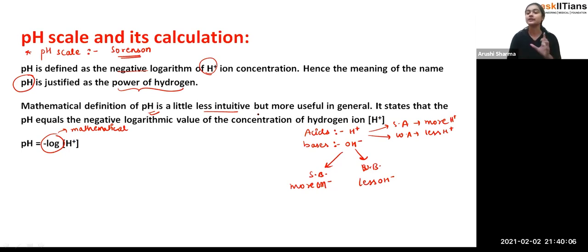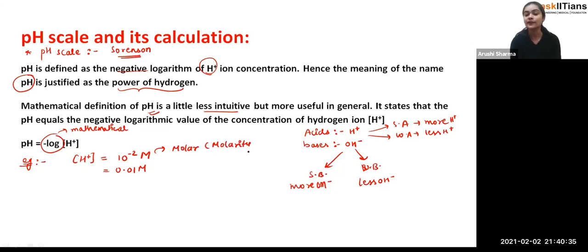Just for now, I'll show you one example, but don't worry about it. The example is that the concentration of the H ion is given as 10 raised to the power minus 2 molar. See, student, this is the concentration, or you can write it as 0.01. This molar represents the molarity. Molarity is another name for the concentration. How we calculate molarity, you are going to find out in your higher classes. So don't worry about this.